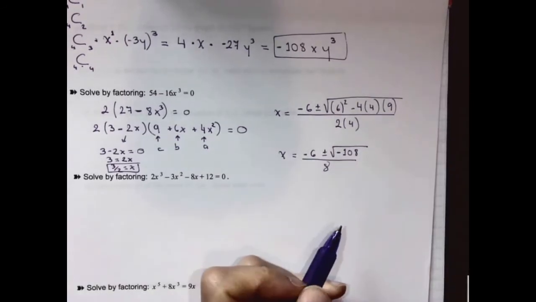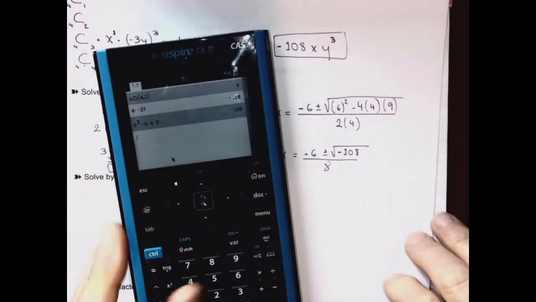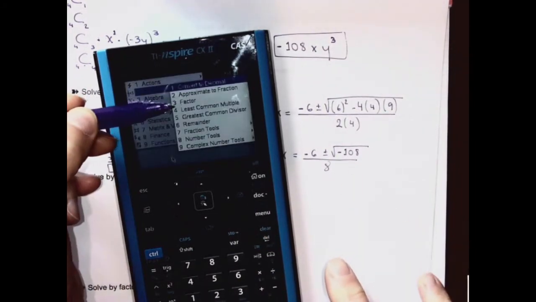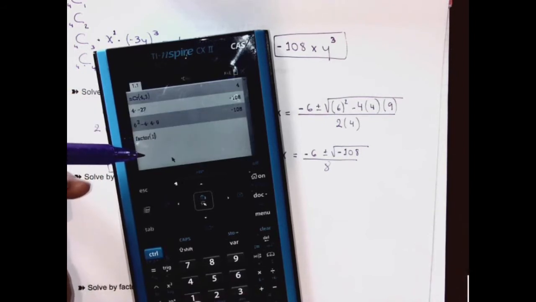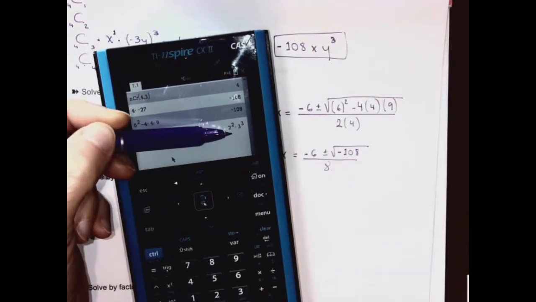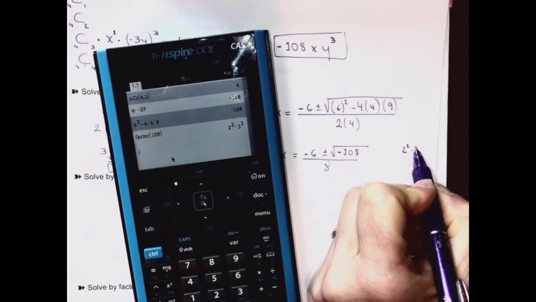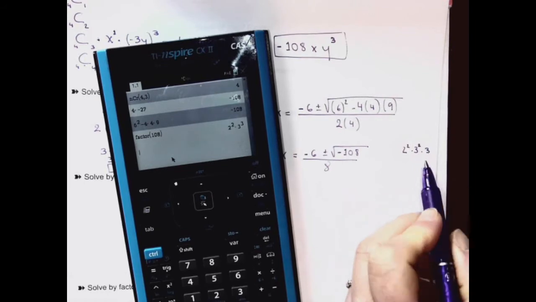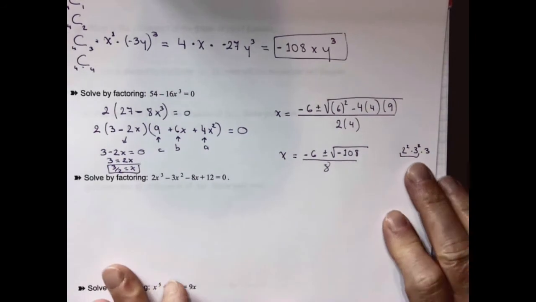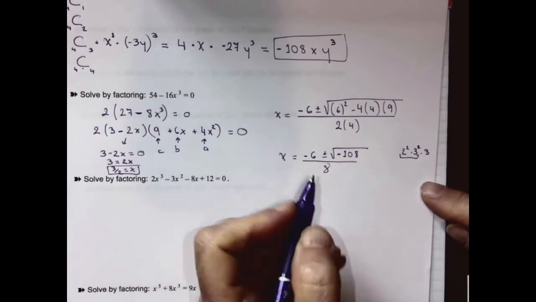The square root of 108, you can factor that again, right? So a quick review, you go menu, numbers, if you're not sure how to factor that. And then you go 3 for factor, and you're going to type in 108, and it's going to give you the prime factorization of 108. And now you can see that you have a 2 squared and a 3 cubed. So 2 squared, 3 squared, and 3, right? That's your 3 cubed. That's your perfect square, so that will be 36, right?